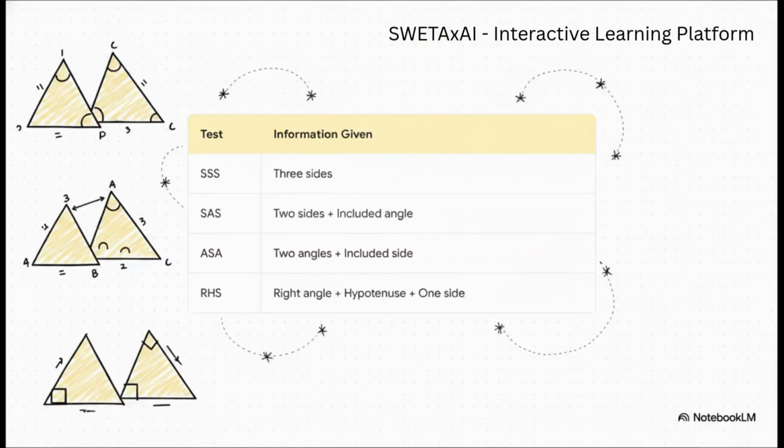We've got 4 main tests here, and you just need the right combo of clues. First up is SSS, or side, side, side. Prove all 3 corresponding sides are equal, and boom, they're congruent. You don't even have to look at the angles. Next is SAS, side, angle, side. This one needs 2 sides and the included angle, that's the angle sandwiched right there between them, to be equal. Then flip that around, we get ASA, angle, side, angle. 2 angles and the side right between them. And finally, the wild card of the bunch, RHS, right angle, hypotenuse, and 1 corresponding side.